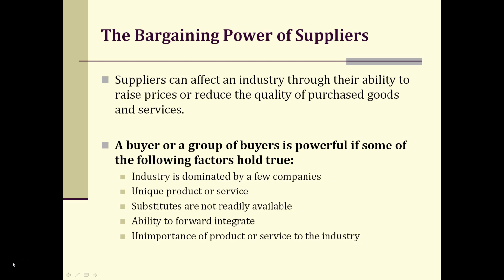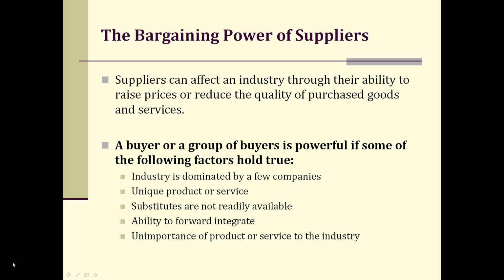So suppliers can affect an industry through their ability to raise prices or reduce quality of purchased goods and services. A supplier or a group of suppliers is powerful if some of the following factors hold true: industry is dominated by few companies, unique product or service, substitutes are not readily available, ability to forward integrate, unimportance of product or service to the industry.